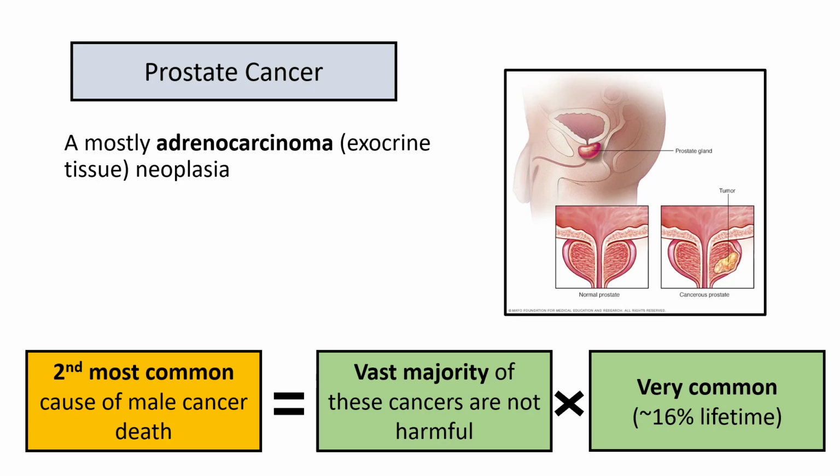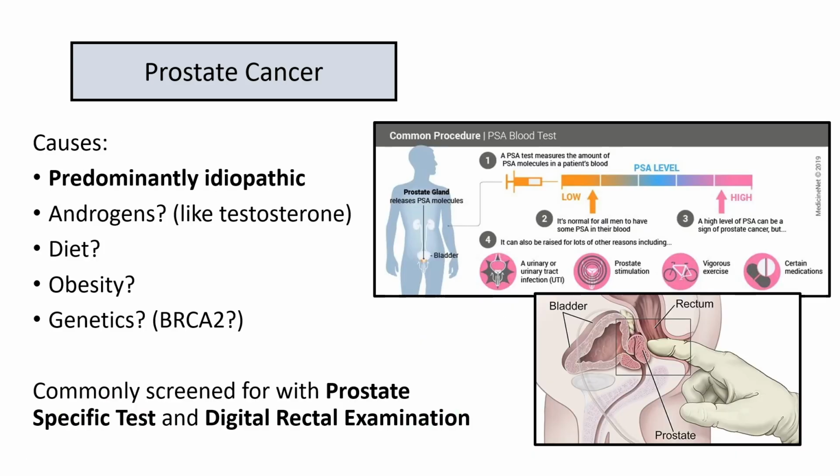Prostate cancer has a lifetime occurrence of around 16%, so that's a really common cancer. Most of these are not going to be a big deal, most of these are not concerning, but there are just so many of them that it still causes this to be a very common cause of mortality. When we're talking about causes of prostate cancer, we mostly don't know.